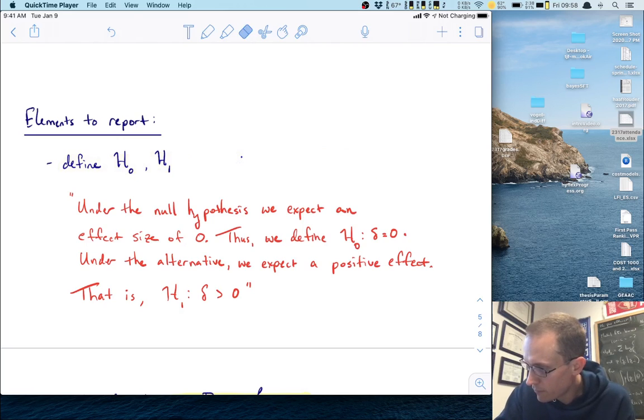Okay. So we're going to define H0 and H1, and so we might say something like this. Under the null hypothesis, we expect an effect size of 0, and so we would define H0 as delta equals 0. Under the alternative, we would expect a positive effect, and that is, we would write H1 as delta greater than 0. Okay, so nothing new here.